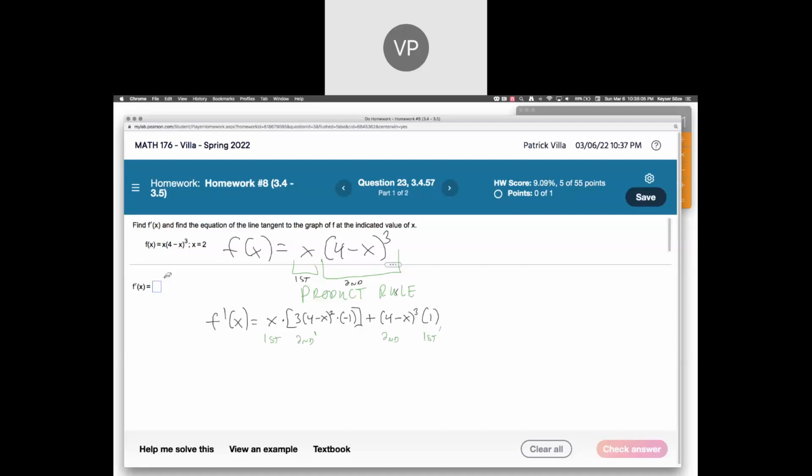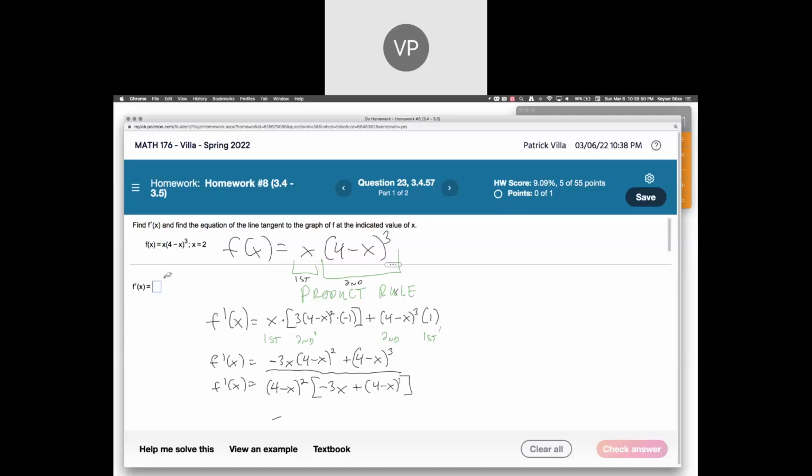And like always, we need to clean this up a little bit if we can. There's not a whole lot to clean up on this one. We have a negative 3x parentheses 4 minus x squared, and then we have a plus 4 minus x cubed. Okay, now I'll do this next step. You don't have to do this, but it's a good habit to get into. If I look at this whole thing, I see that both terms have a 4 minus x. So I can factor out the smallest power of them. That leaves me with a negative 3x and a single 4 minus x to the first.